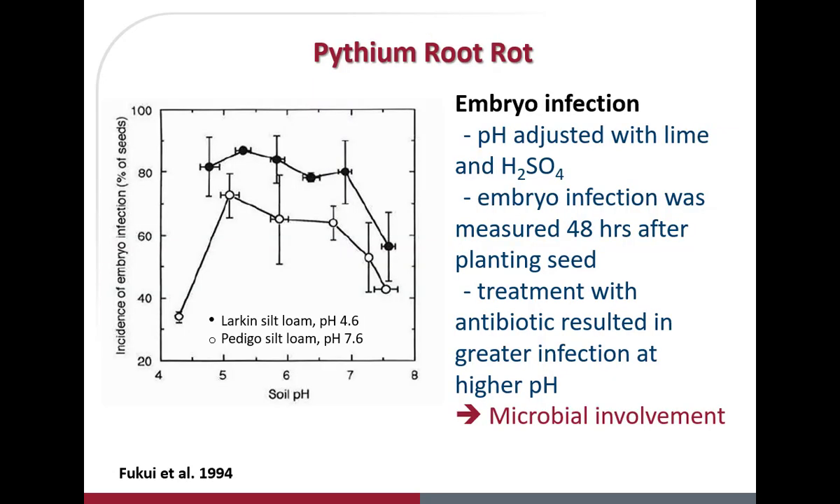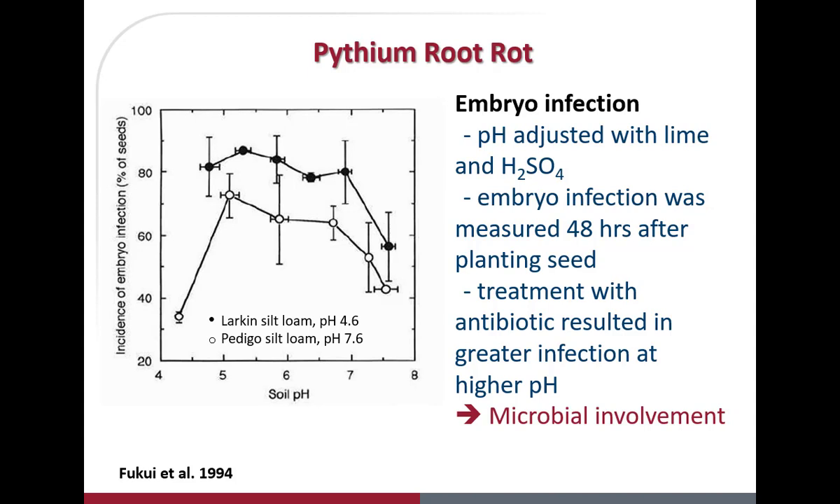When we look at the response of pH, this is some work that was done by a graduate student of Jim Cook's many years ago. pH across the bottom here ranges from 4 to 8, and this is the incidence of embryo infection. Basically, what they did was take two different soils that had different starting pHs. This Larkin silt loam on the top had a pH in the beginning of 4.6. This Padigo silt loam started at 7.6. They adjusted the pH of those soils.